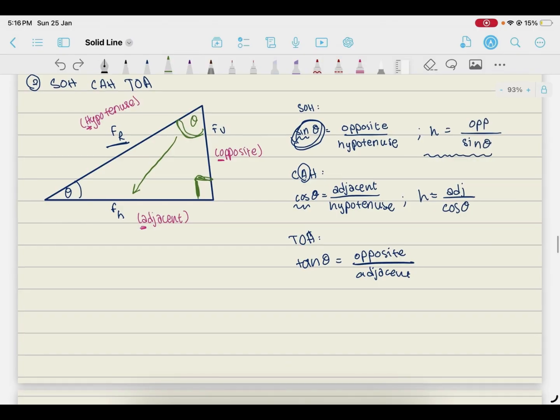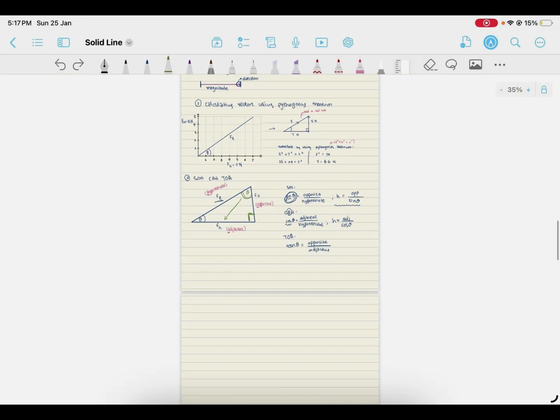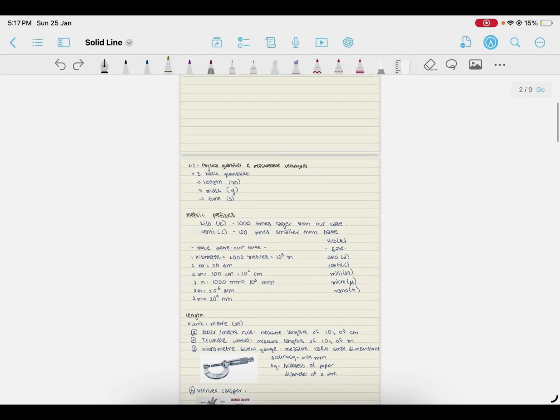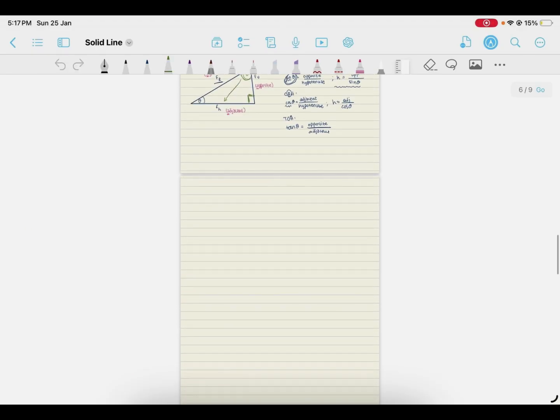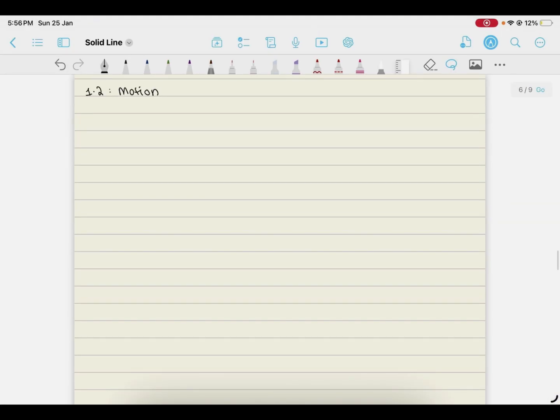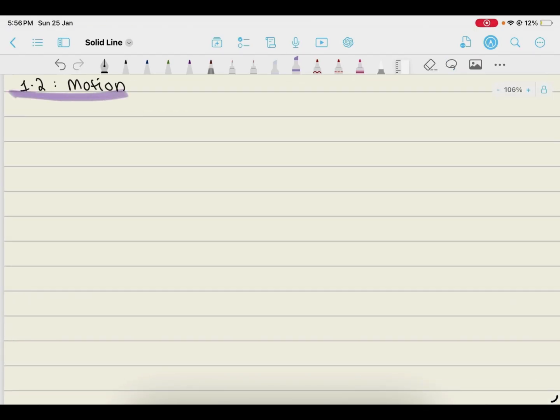Now we are done with 1.1, which is physical quantities and measurement techniques. We're done with that. We will be moving on to 1.2 now, which is motion. Now we'll be starting 1.2 motion. We'll be talking about speed and velocity and acceleration in more detail than earlier. Okay, so speed.